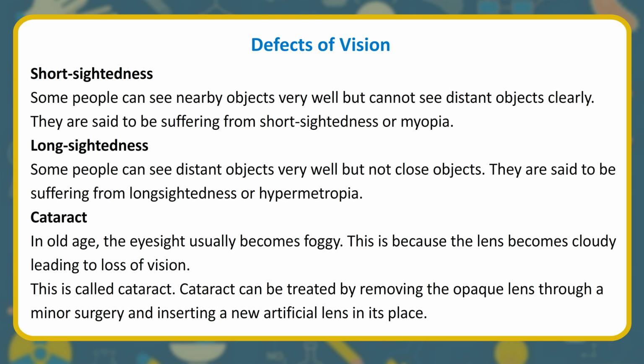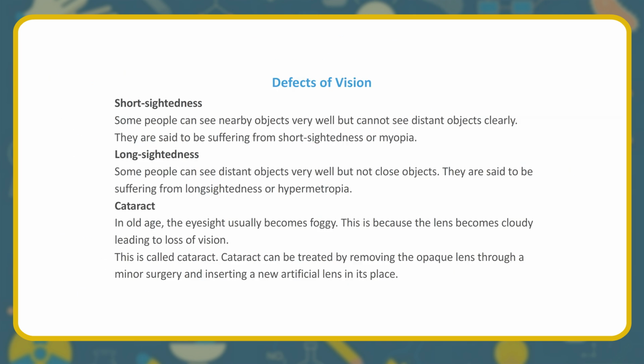Cataract. In old age, the eyesight usually becomes foggy. This is because the lens becomes cloudy, leading to loss of vision. This is called cataract. Cataract can be treated by removing the opaque lens through a minor surgery and inserting a new artificial lens in its place.